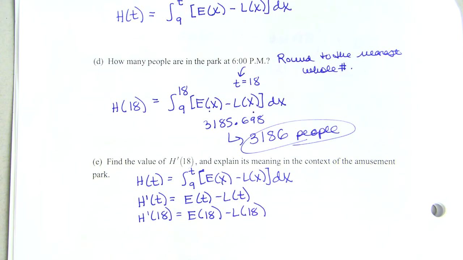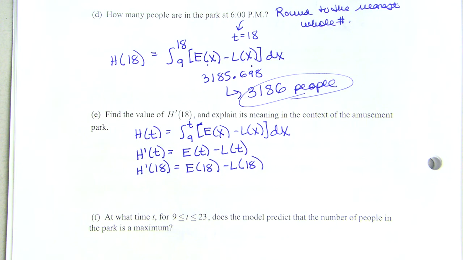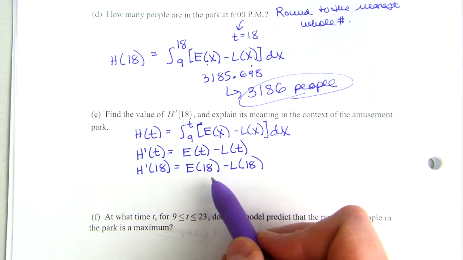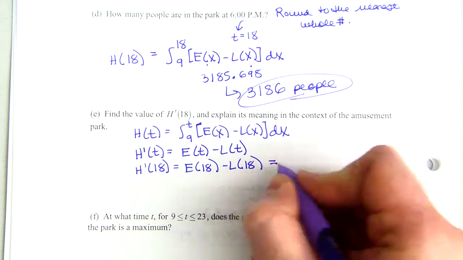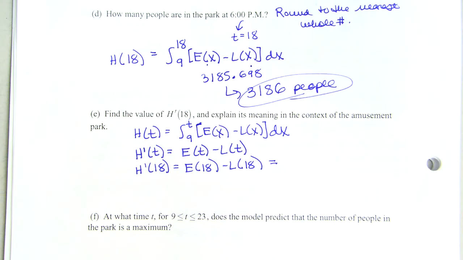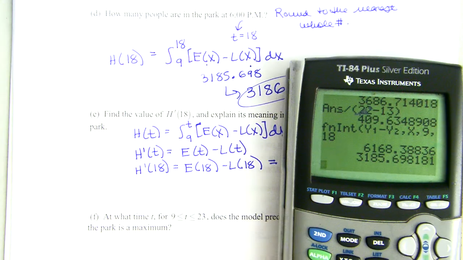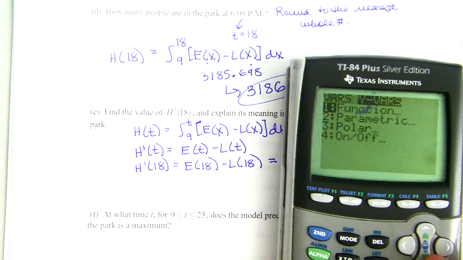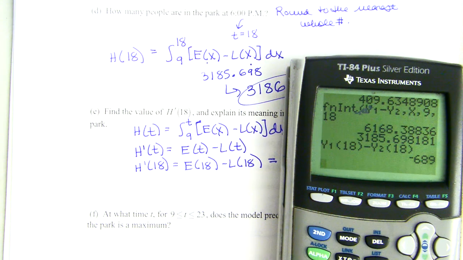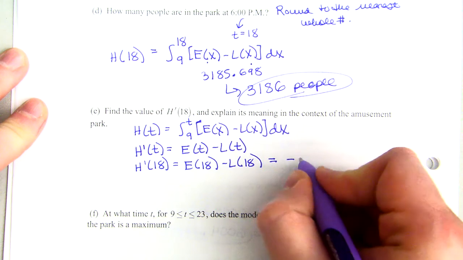Oops, sorry. Not doing a good job of keeping this on the screen today. I think you can go to the calculator and evaluate this by typing in y1 with parentheses 18 minus y2 with parentheses 18. Type it in, give me a number, and then we've got to do the interpretation, and we'll take care of this together. Just give me the number right now for e of 18 minus L of 18. Getting negative 689?